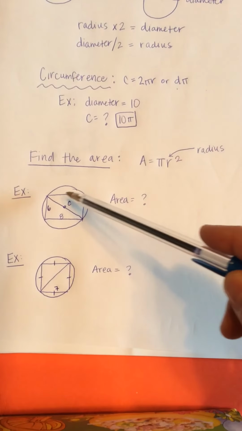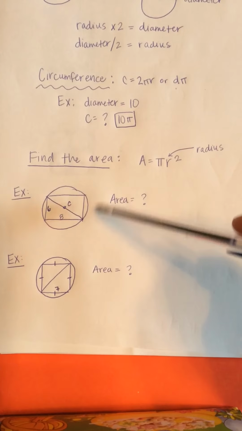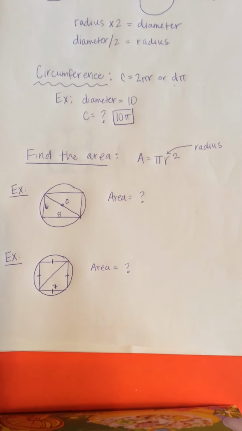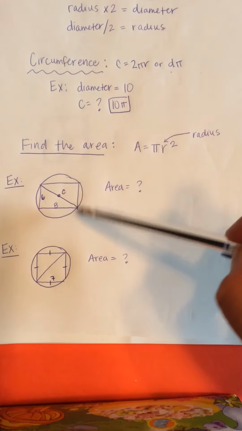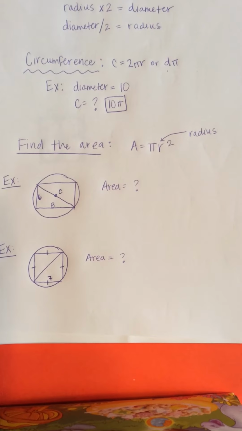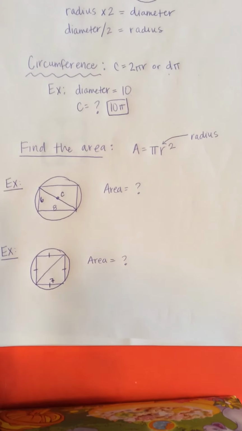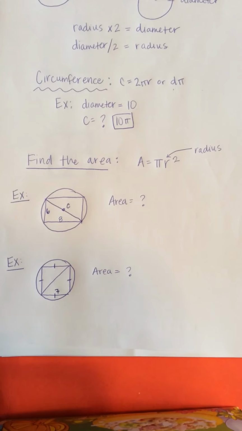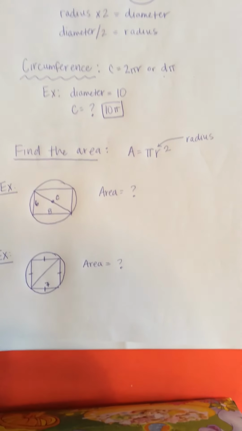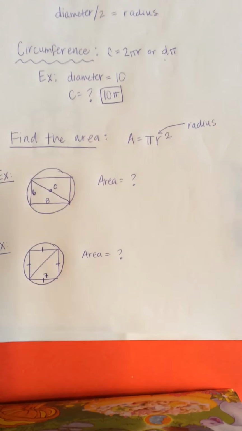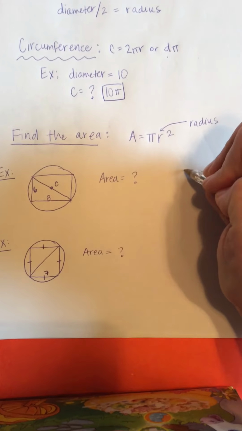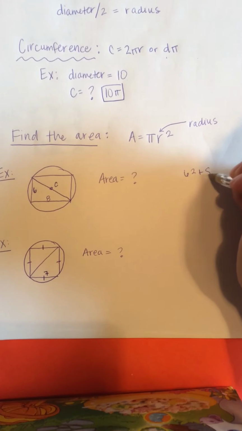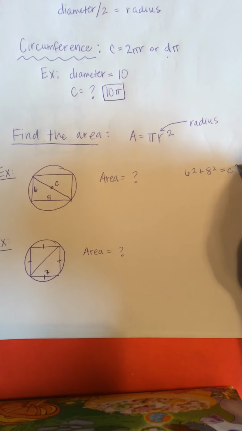So one of them is giving you an inscribed rectangle like this, where they gave you the length and the width, but they did not give you the diagonal across. So we're going to need that diagonal in order to find the area. So what I have to do is first find that diagonal. In order to do that, I have to use my Pythagorean theorem. So to find my line through the center, I'm going to do 6 squared plus 8 squared equals c squared.